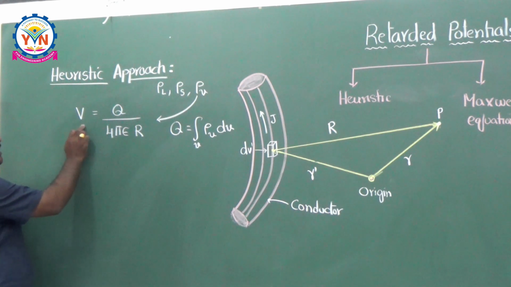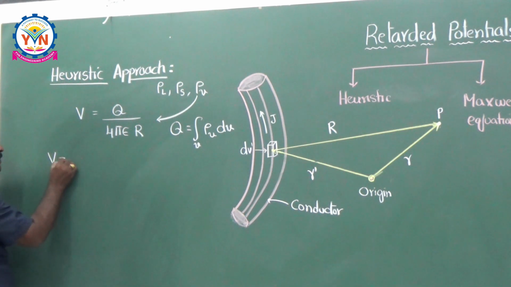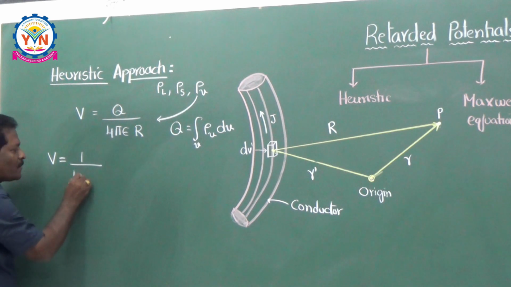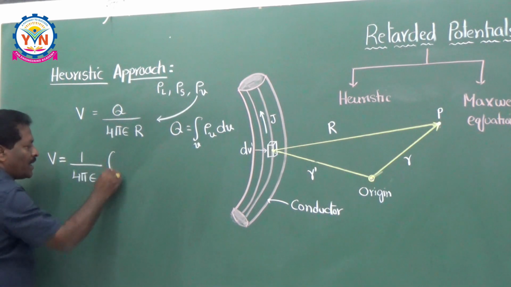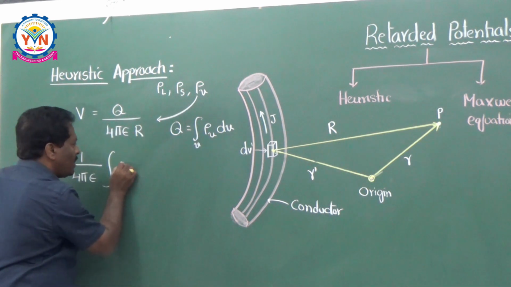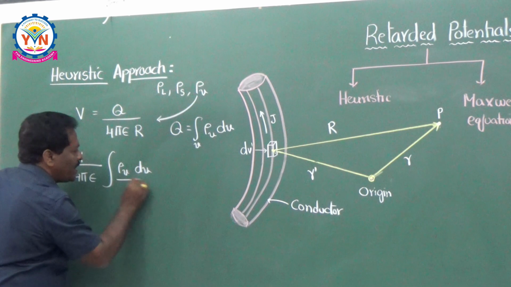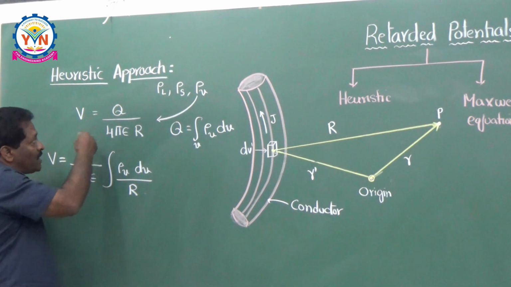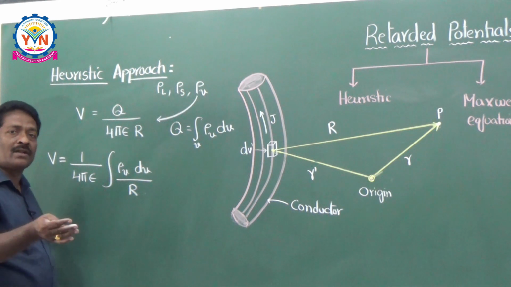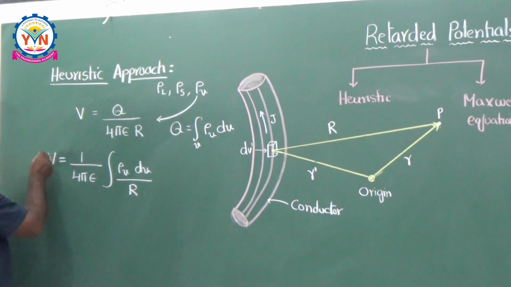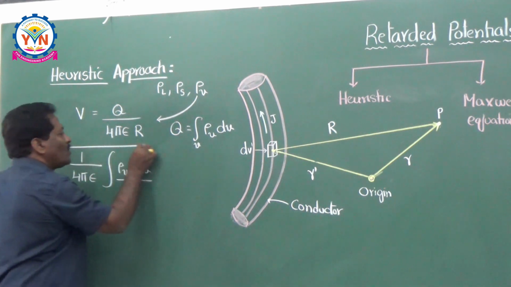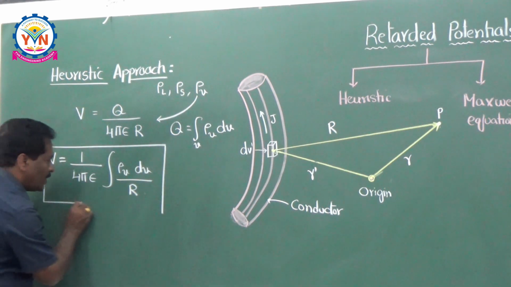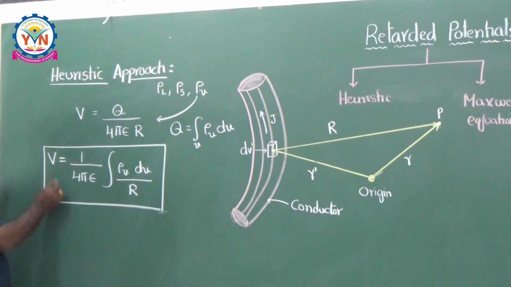That's why I can write here now the potential V is equal to 1 by 4 pi epsilon, a constant, integral. In the place of Q, I can write rho V into dV divided by R. This is the basic equation required for estimating the potential. It is an electric potential. Logically we can write down the magnetic potential also. So using this equation as the basic equation, you have to write down the potentials at different points. This is the equation of an electric potential at a distance r.